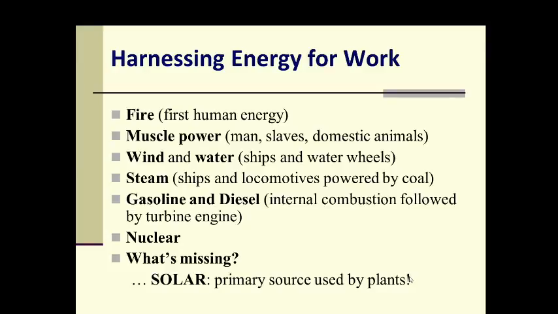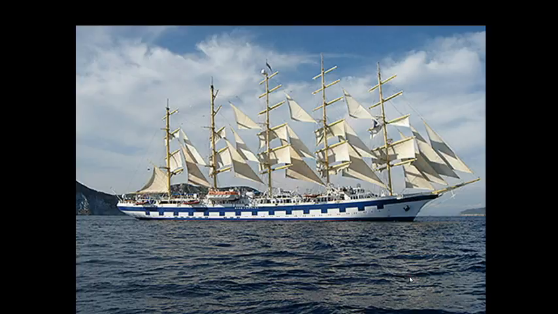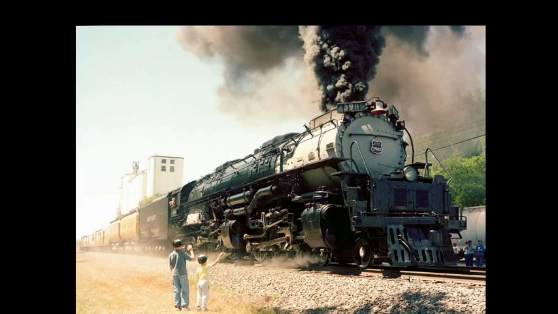And many of our energy types can be linked directly back to it. As we'll see here in a little bit, coal is actually produced by dead plants that are compacted. So in the end, coal energy comes from plants, which is directly due to solar energy. Here is an example of the wind being harnessed for energy. Here is a steam locomotive.